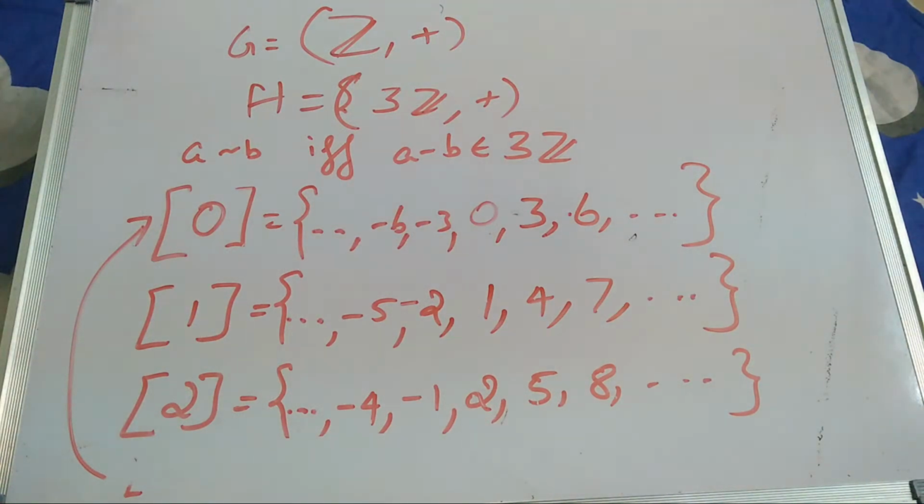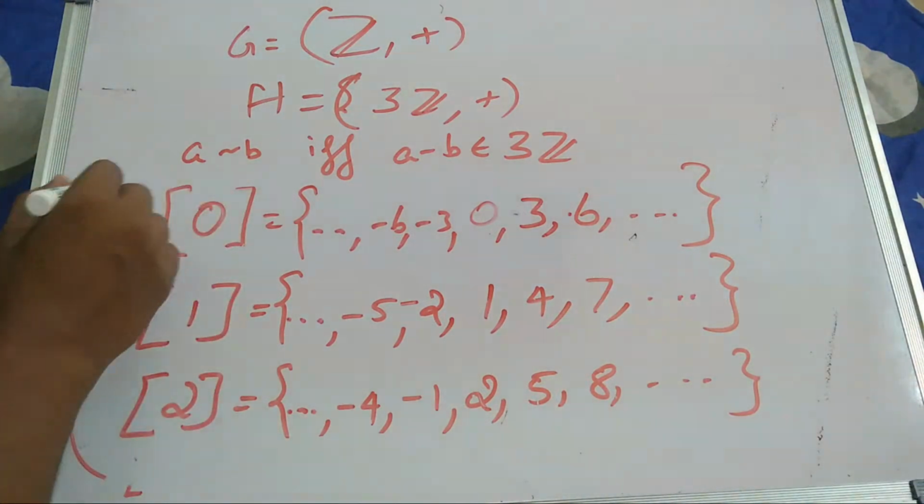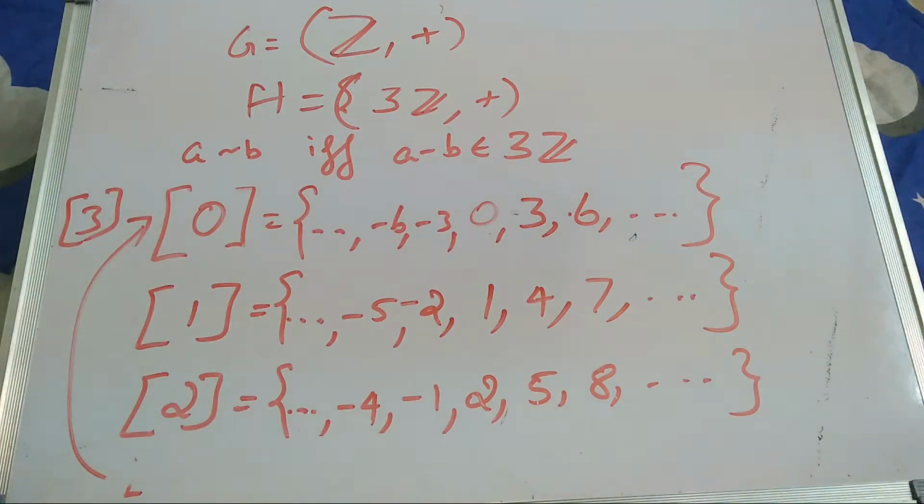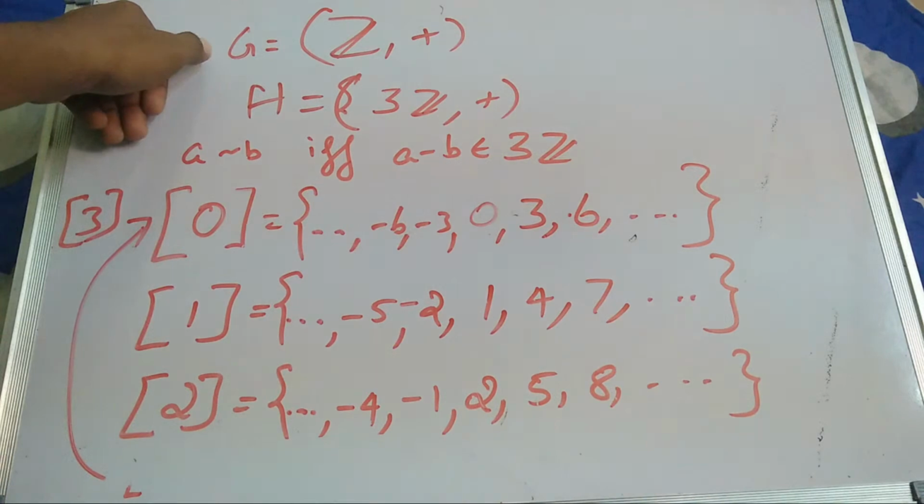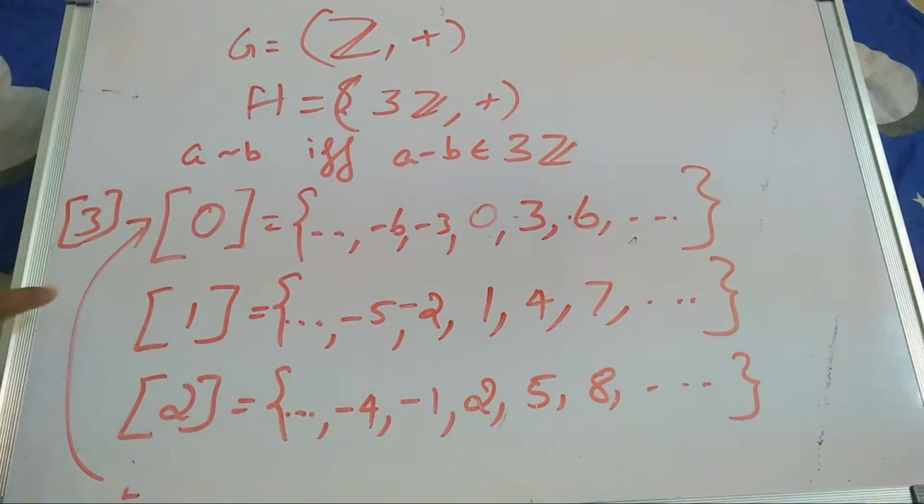But please be careful, the notation might vary. I need not represent this as 0. I can even represent it as the equivalence class of 3, or I can even represent it as the equivalence class of 999, whatever it may be, any multiple of 3. There might be different notations representing this equivalence class, yet the set is going to be the same. So for 3z, with respect to z, there will be 3 equivalence classes.